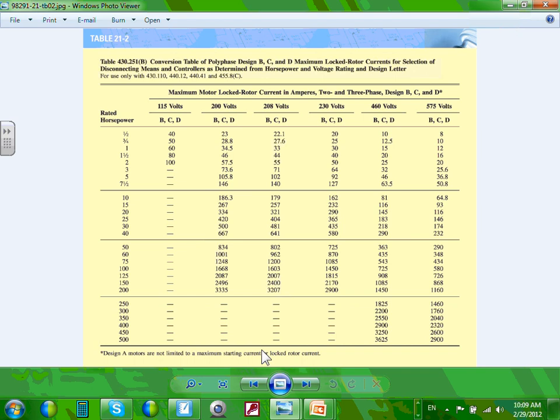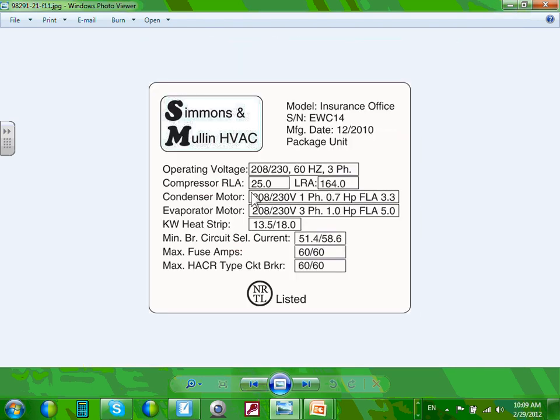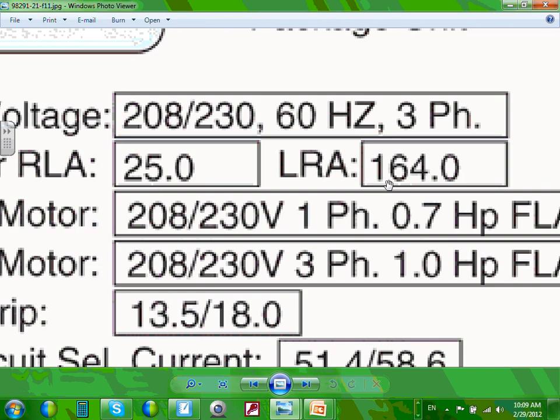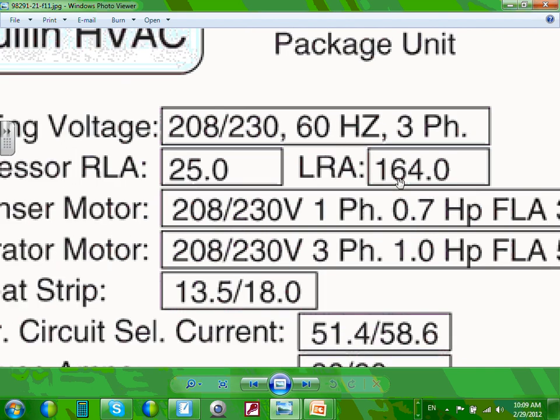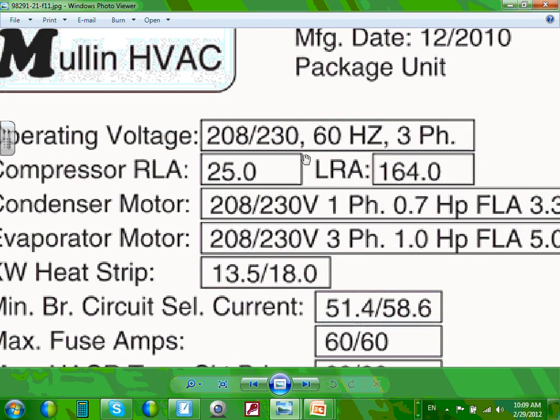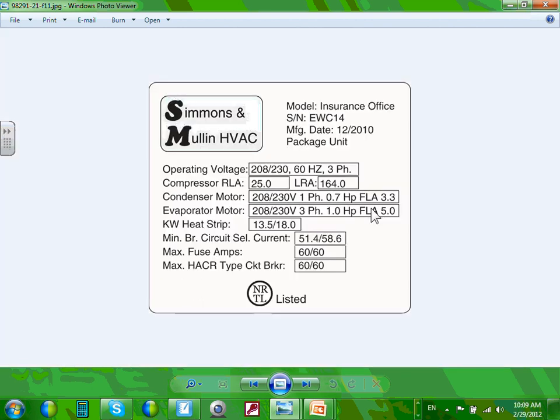So let's go one more time to this one. Can everybody read the locked rotor current, 164? Everybody can see that 164, and I'm running it at 208, right? I'm running at 208, 164. Cool. Remember the word 164.